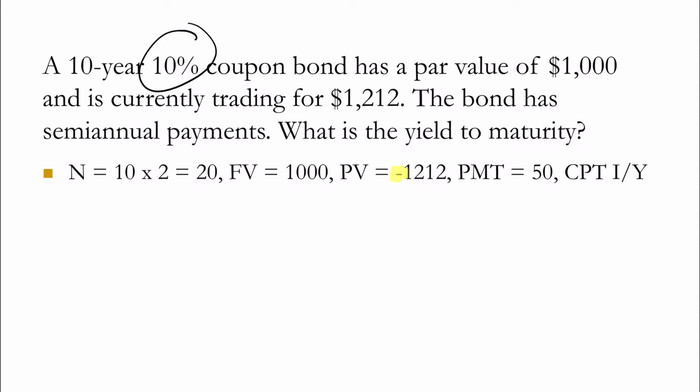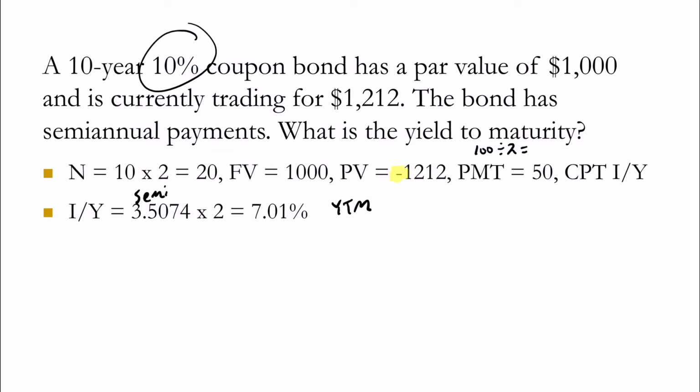So we pay $1,212. We receive $1,000 at maturity, our future value. The payment is 10% times 1,000, which is 100, but paid semi-annually would mean $50 payments, and we compute the IY. We get an IY of 3.5. Understanding that if our N, our payment, and our IY are all input semi-annually, this is a semi-annual yield. So to get the annual yield, I need to multiply by 2, and I get 7.01. This is your yield to maturity.